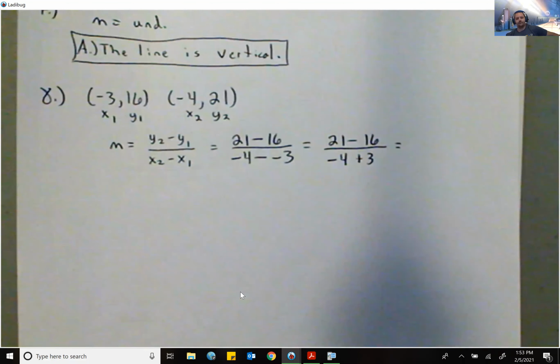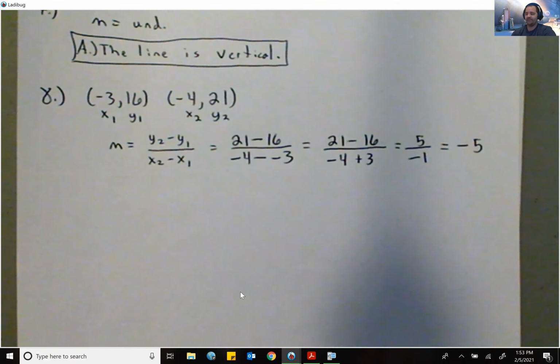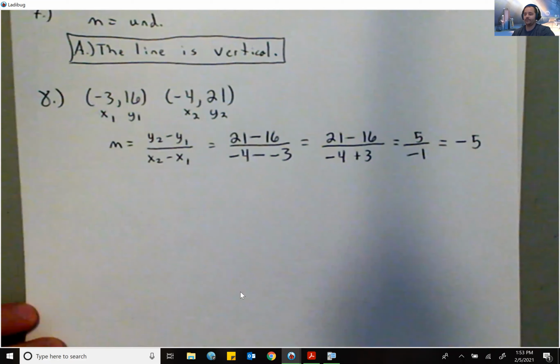So what is 21 minus 16? 5. What is -4 plus 3? -1. So what is our slope? -5, or 5 over -1. You can call it 5 over -1 if you really want to work with the fraction, but I'll just call it -5, because 5 divided by -1 is -5. All right, now we get to use point slope form.